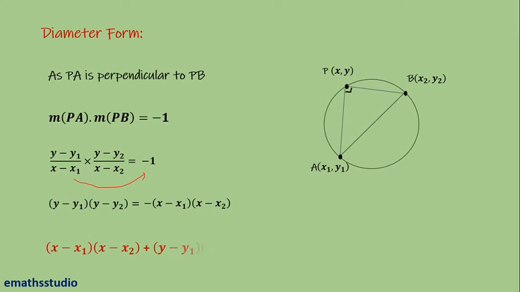Further, in the next step it can be written as (x minus x1) into (x minus x2) plus (y minus y1) into (y minus y2) is equal to 0, which is the diameter form of the circle. Now, the diameter has endpoints (x1, y1) and (x2, y2). So those endpoints of the diameter we put here to get the equation of the circle.